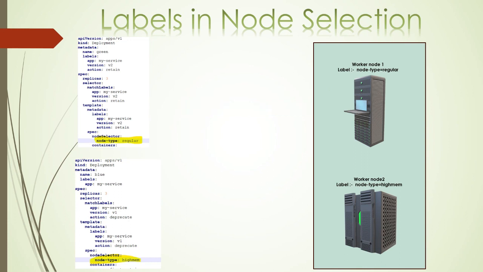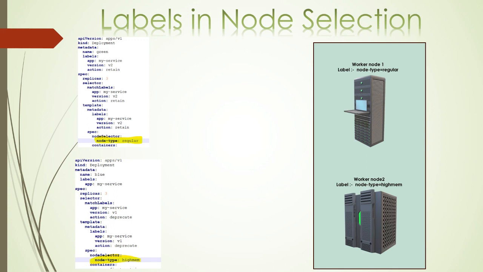Next, we can use labels for node selection. There will be some applications which need high capacity machines, and some other applications which need only regular machines. In that case, we can label our machines according to their capacity. Here worker node 1 is labeled as node type regular, and worker node 2 is labeled as node type high mem. Here two manifest files are mentioned. The first one says that it needs only node type regular. The second one says node type high mem.